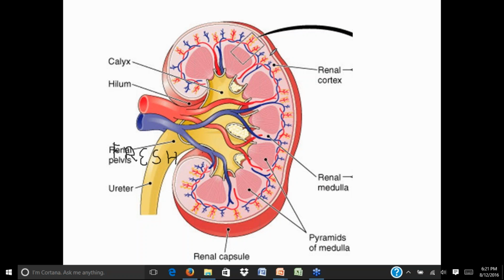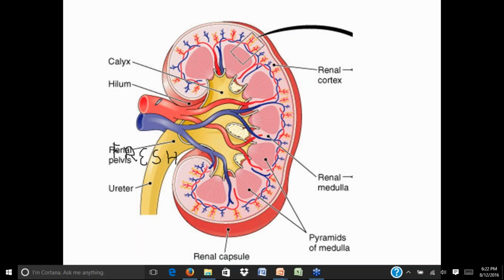Okay, so we have cortex and we have the renal medulla. Renal medulla is going to be everything that is beside these projections. What do we have in the medulla? These pyramids. So we have about 7 to 8 pyramids in every kidney. And after the medulla, we are going to have the renal pelvis. The renal pelvis is going to drain into the ureter.